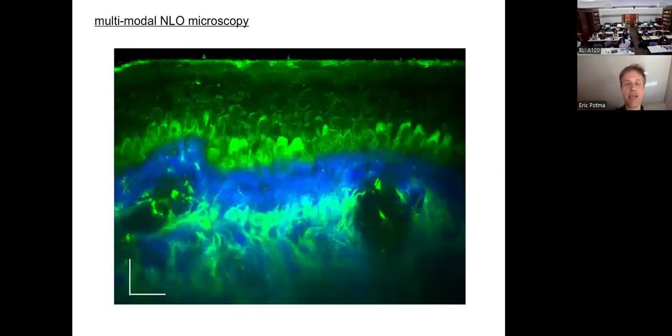Another example is in vivo imaging. So here we combine the two effects. We have two photon excited fluorescence. You see the basal cell layer.